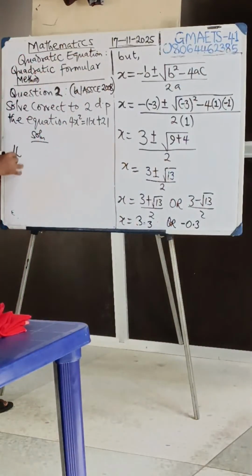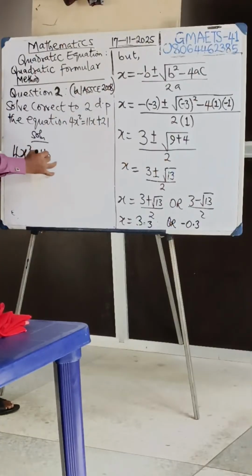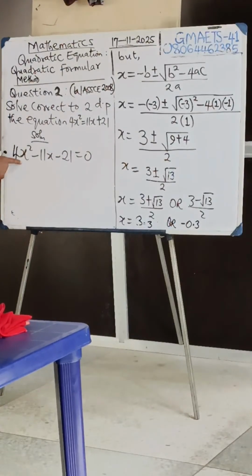So this is going to give us 4x squared. If 11x crosses, you have minus 11x. If 21 crosses, you have minus 21. And that will be equal to what? 0. From here we can pick a, b, c.